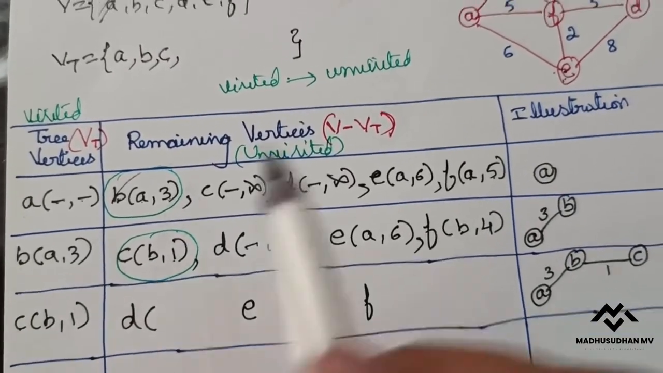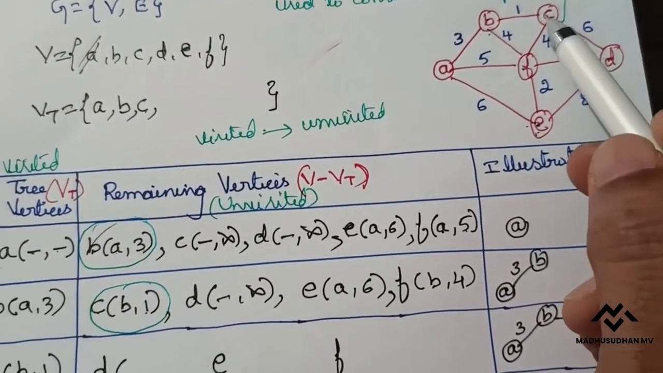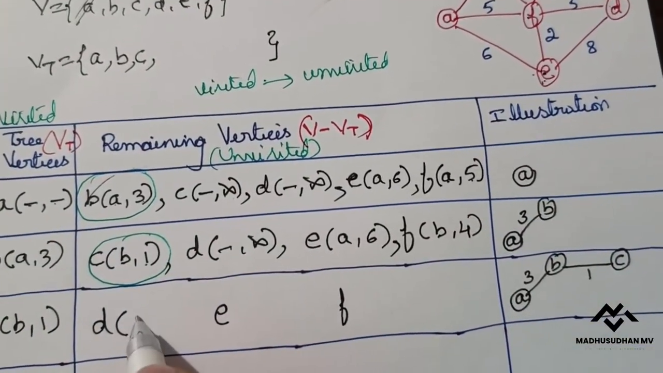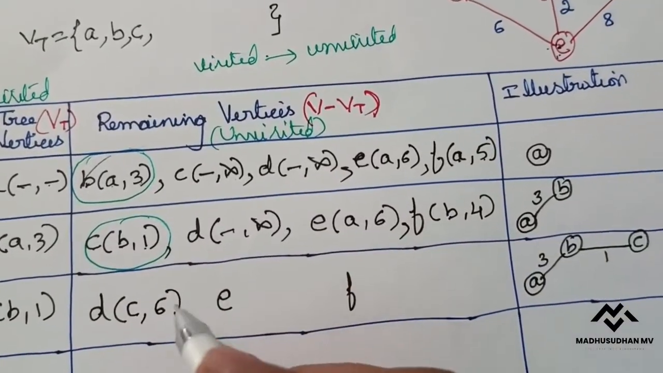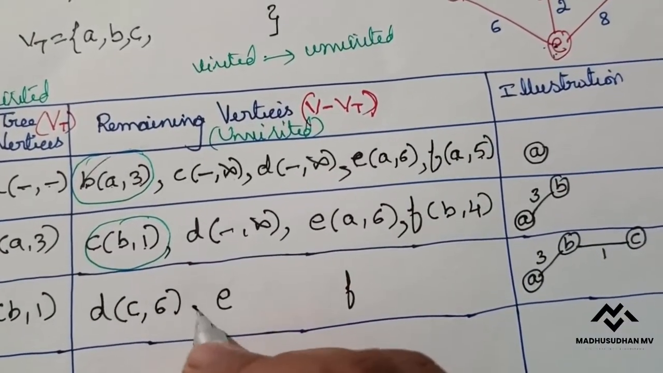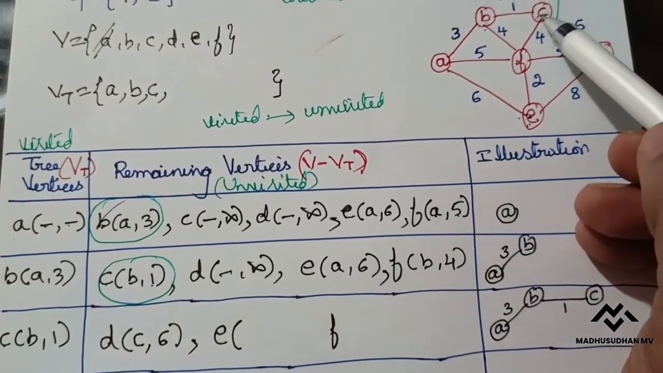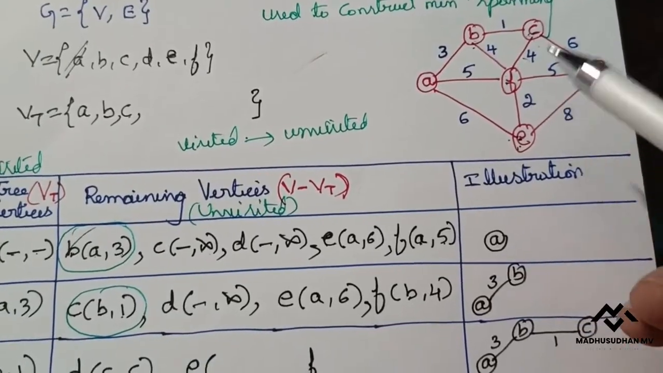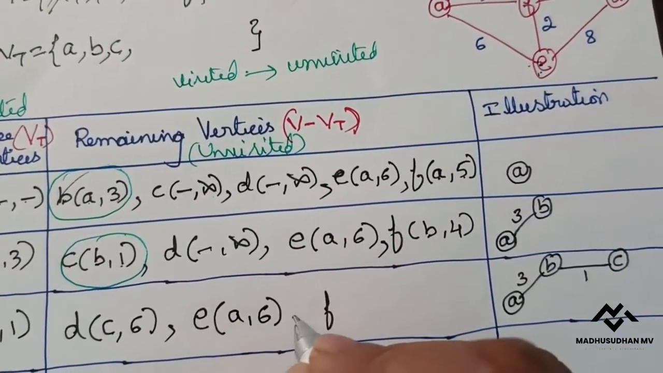So now you check. From C, D is directly connected. Yes, D is connected directly to C at a distance 6. Previously it was infinity. This value is minimum, so I am taking the new value. Now E, right now I am at C. C is not directly connected to E, so it is infinity, but the previous value is 6, so it is minimum, so I am retaining the previous value.